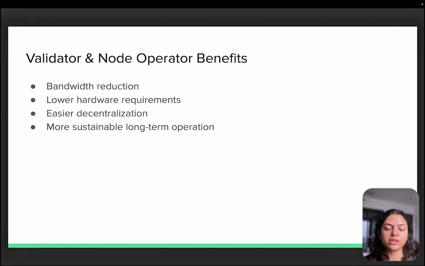And here's another benefit, for validators and node operators. Their bandwidth is reduced. They have lower hardware requirements for transactions and validation. This means easier decentralization and is more sustainable for long-term operations.